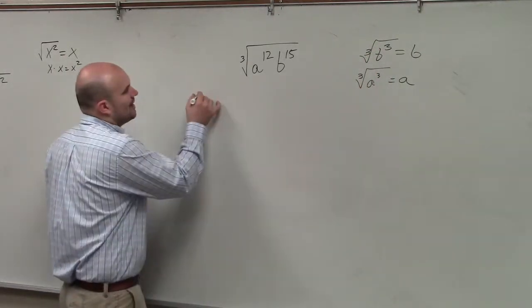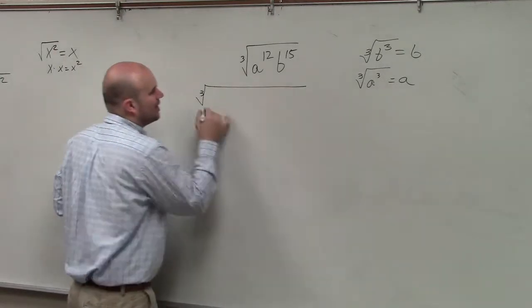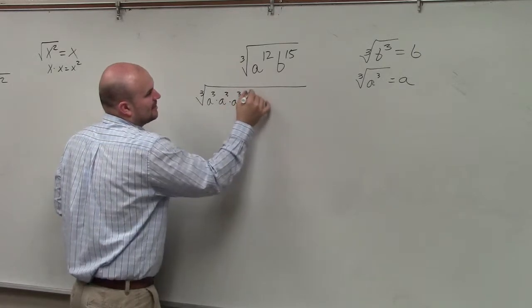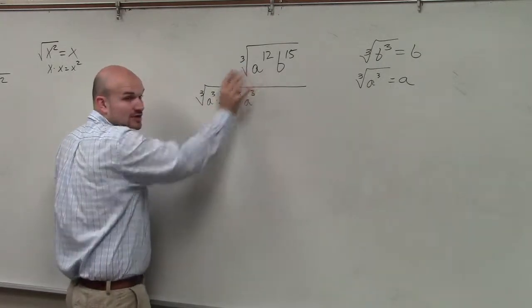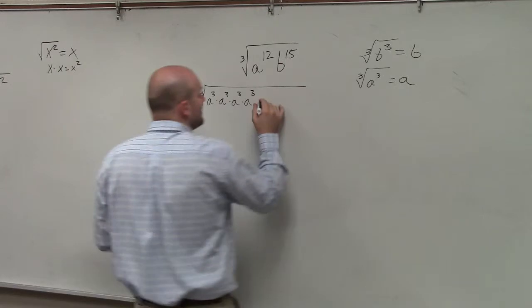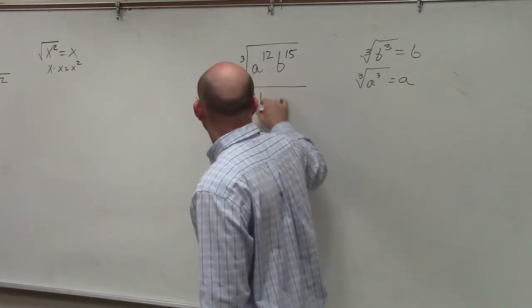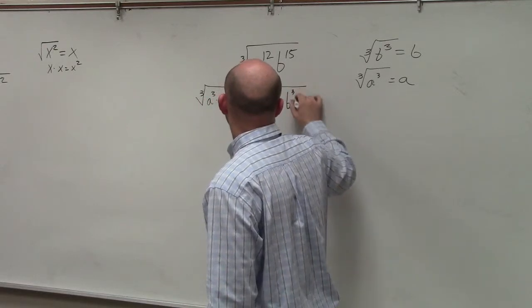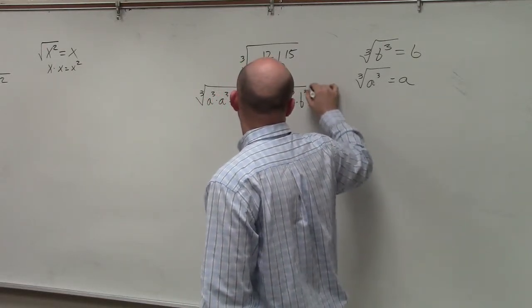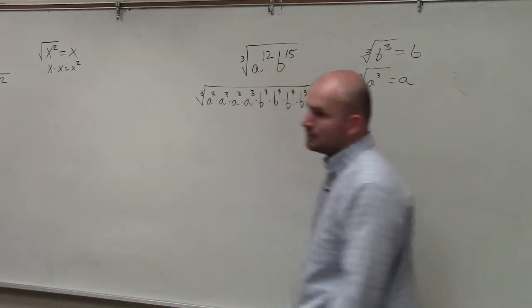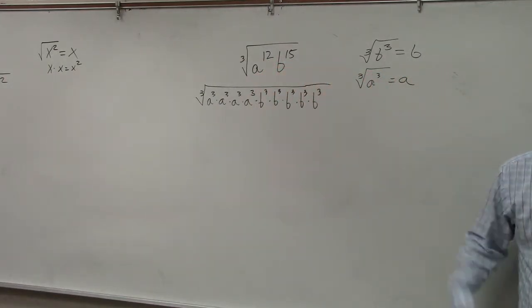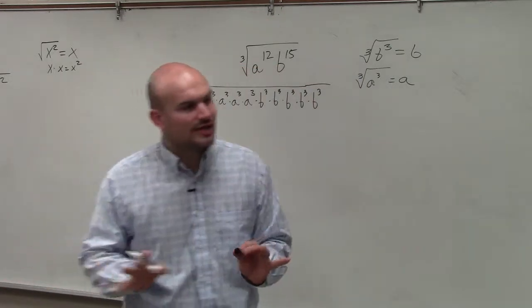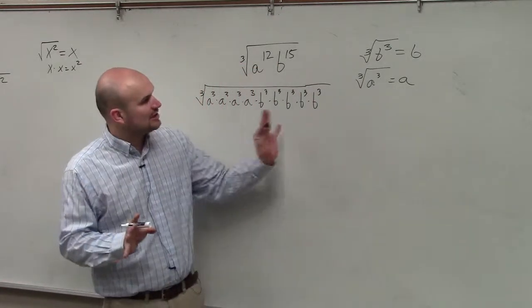OK. So I can rewrite this as the cube root of, well, a cubed times a cubed times a cubed times a cubed. Do you guys agree with that? All gives you a to the 12th? And then this would be b cubed times b cubed times b cubed times b cubed times b cubed. Now, you could also do this by raising to the power, but I feel like you guys hopefully understand at least this part, so I'll keep it this way.